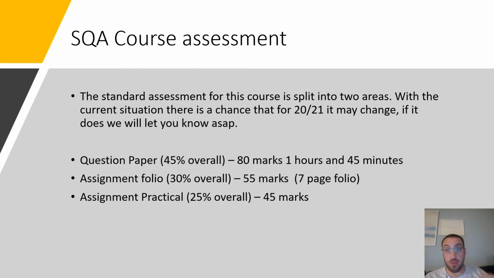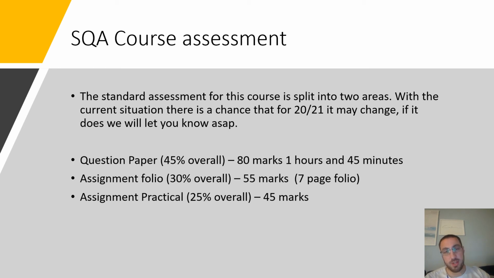The first one is the question paper, the exam paper. That's worth 45% of your overall grade. It's got 80 marks, it's split into 2 sections, and you get an hour and 45 minutes to do that exam. The second part is your folio. So this is a design folio. It's worth 30% of your final grade. It's worth 55 marks in total, and it's 7 A3 pages, single-sided for a folio that you produce, that gets sent away to the SQA, and they will mark it.